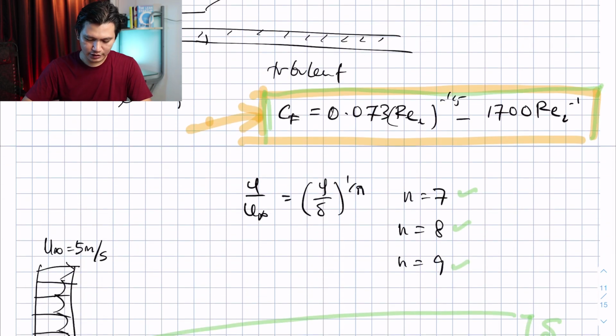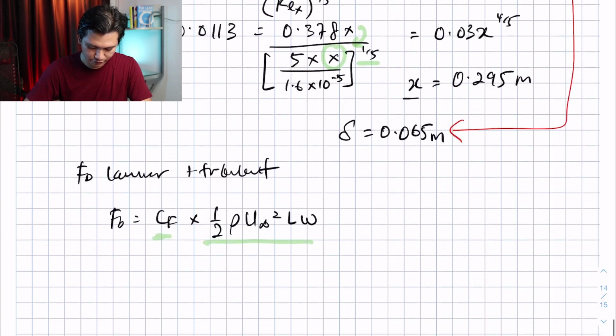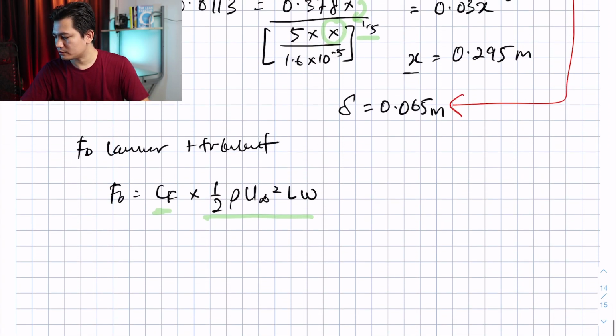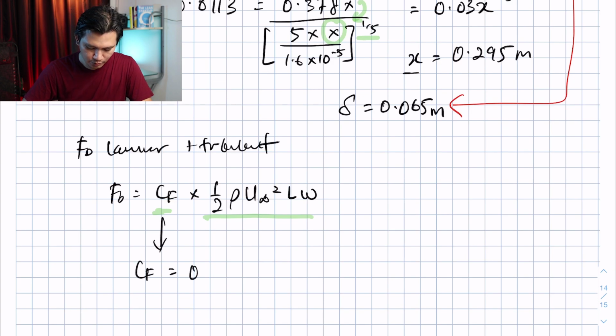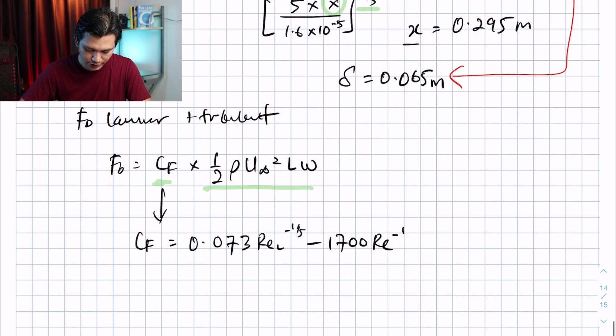So CF is now equal to 0.073 REL to the power of minus 1 over 5. You need to subtract from this 1700 RE to the power of minus 1. That's how you find the CF. And this is where it differs from case A.